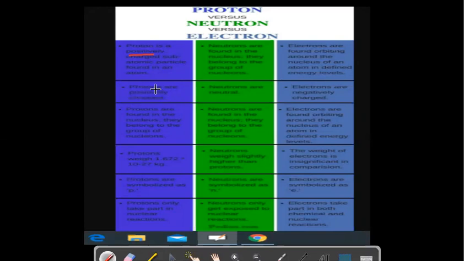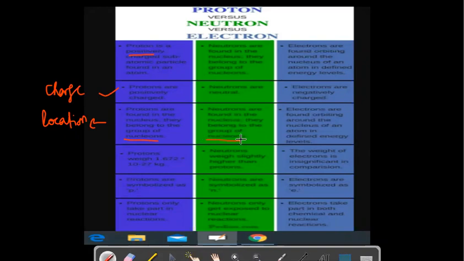So again, the similar point is repeated, that protons are positively charged, neutrons are neutral, and electrons are negatively charged. If we talk about their location, where they are present, the protons are present in the nucleus. Anything which is present in the nucleus is known as a nucleon. So the neutron is also present in the nucleus, so it is also known as a nucleon.